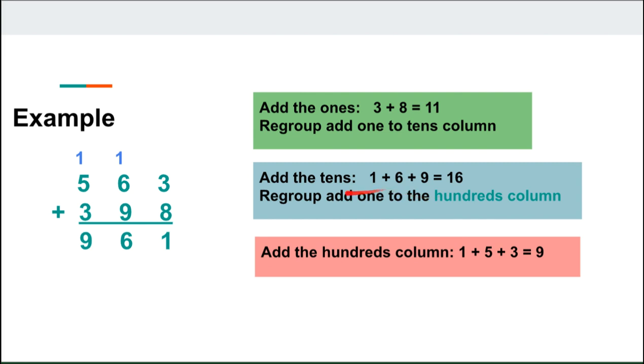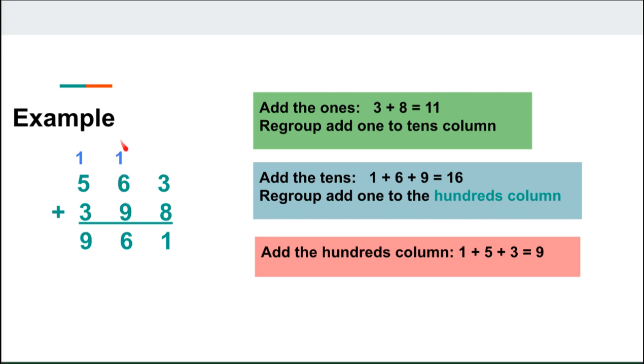A final problem. 563 plus 398. Add the ones. 8 and 3 is 11. There's a problem. We need to regroup. Of the 11, we're going to keep the 1, and we're going to add a 1 to the tens column. Now we're going to add the tens column.